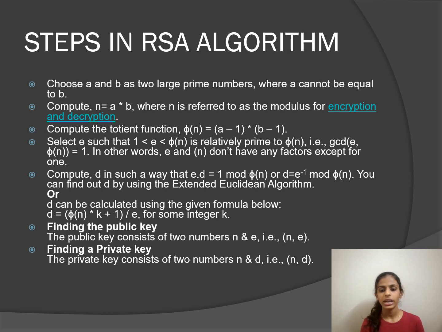We can compute d in two ways. Firstly by using extended Euclidean algorithm or by calculating by the given formula. So d is equal to (phi of n into k plus 1) divided by e for some integer k. So we can use either this formula or that algorithm to find the value of d. Next, the public key consists of two numbers, that is n and e, and the private key has two numbers, that is n and d. So in this way, we can solve RSA algorithm using the given steps.